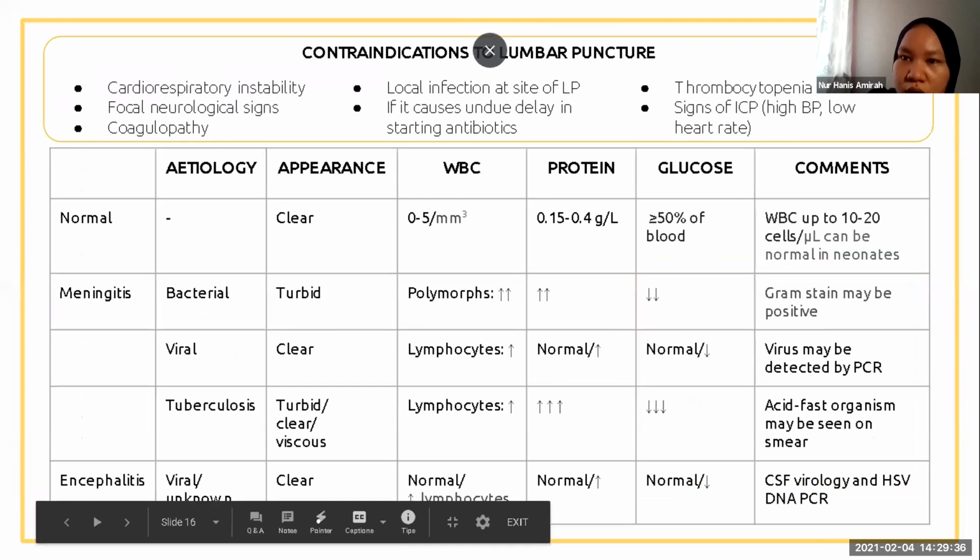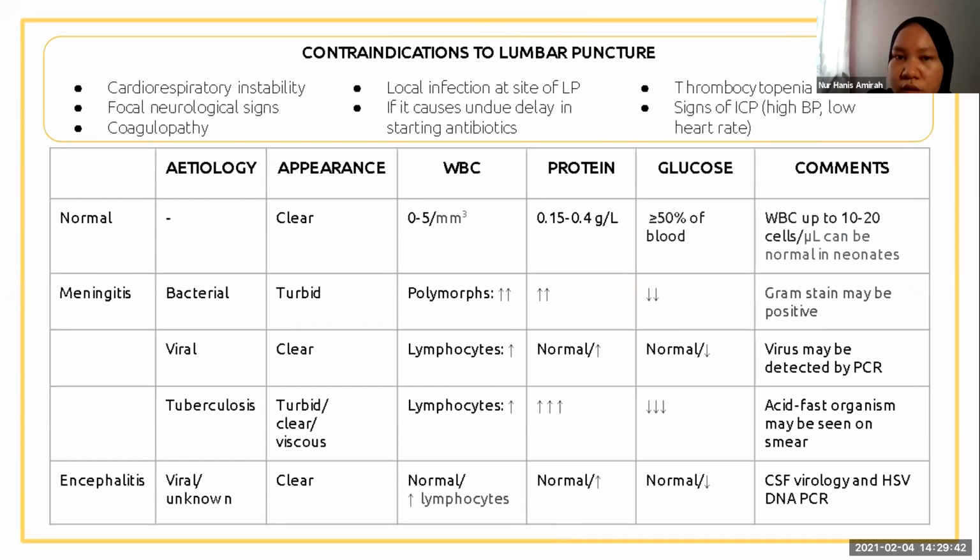So here is the lumbar puncture to check for the CSF study. However, there are a few contraindications to the lumbar puncture. For example, coagulopathy, such as severe bleeding, cardiorespiratory instability, focal neurological signs such as papilledema, which suggests increase in intracranial pressure, then local infection, and if it causes undue delay in starting antibiotics. If there's any risk for brain herniation, then cannot. And then thrombocytopenia, and also the signs of increase in intracranial pressure.